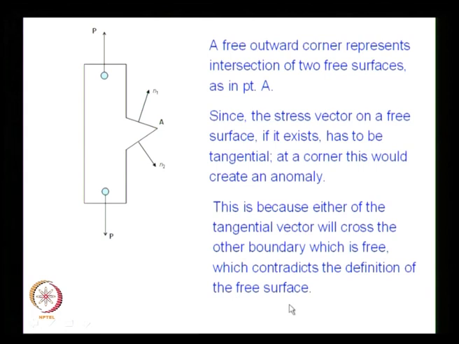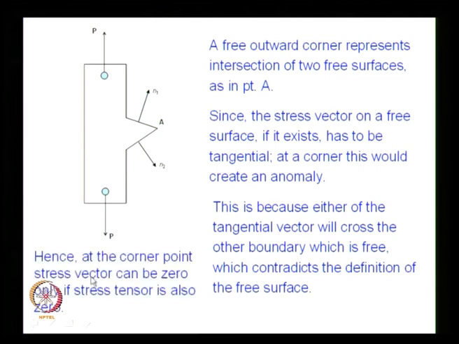So, it contradicts the definition of free surface, and finally, what you have is stress vector can be 0 only if stress tensor is also 0. It is a very useful information. In fact, when you go to photoelasticity, when you want to find out the fringe orders, this will be used as one of the methodologies to find out the 0th fringe order.